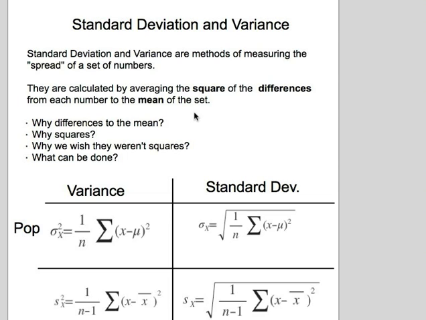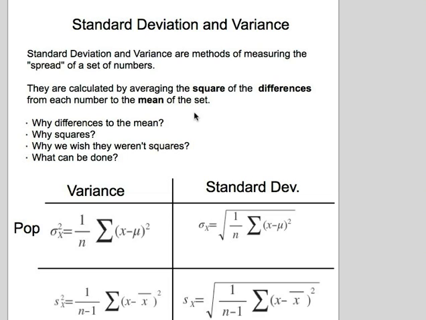Why the differences to the mean? Why should we measure from the mean? Well, the mean is, in some sense, what we expect to see. And so when something isn't on the mean, that's different. That's the difference we're interested in. So when we take a difference, that measures how far from the mean we get.